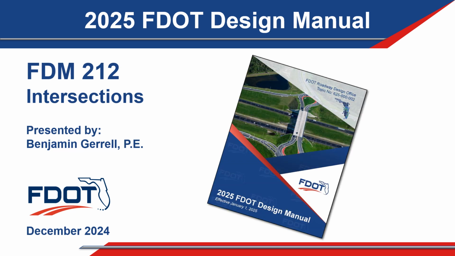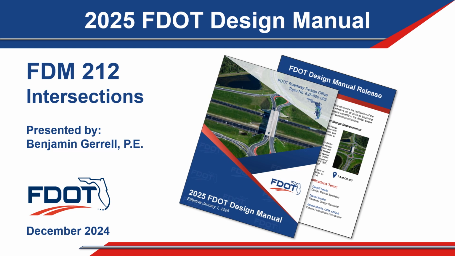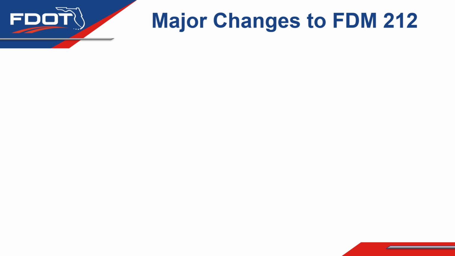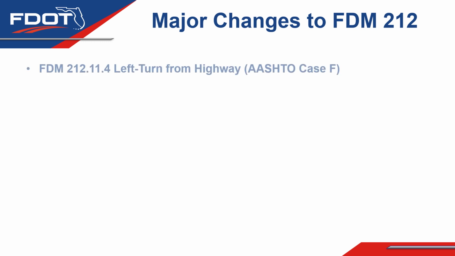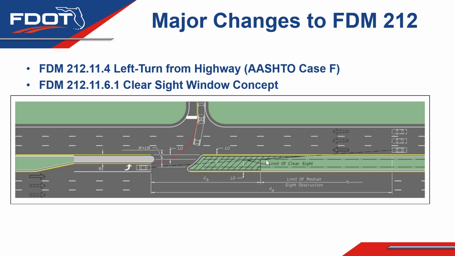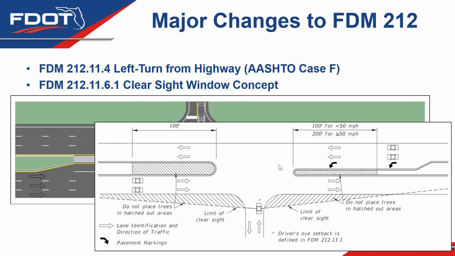This presentation will cover significant 2025 updates to FDM 212. The major changes to this chapter include modifications to Table 212.11.1 for dB calculations and clarification on the placement of vegetation and trees in the Clear Site Window concept section.